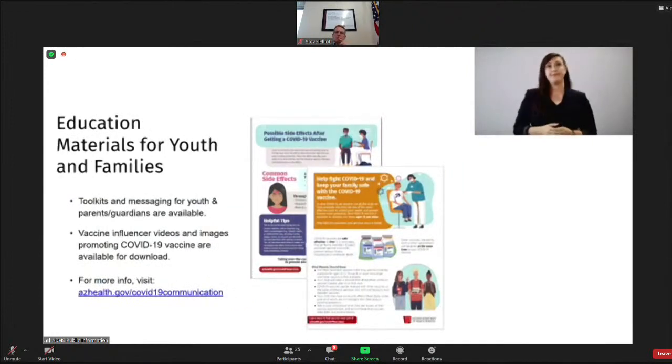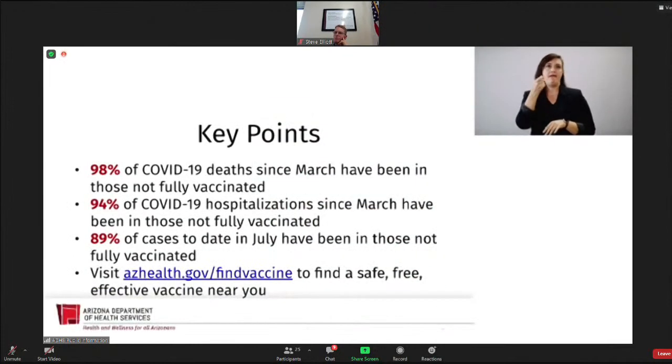We've also developed educational materials for youth and families. We know that parents have a lot of questions about getting their young ones vaccinated. There are toolkits and messaging if you are interested in doing outreach or working with populations that may serve youth and their families. And again, that can be found on our website at azhealth.gov.